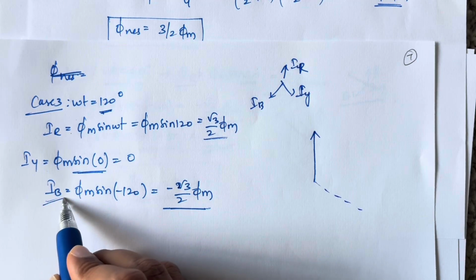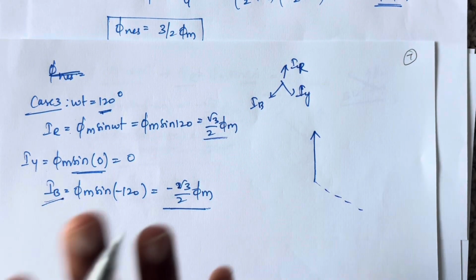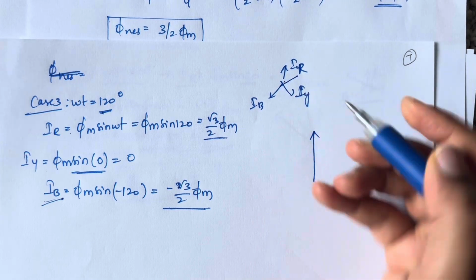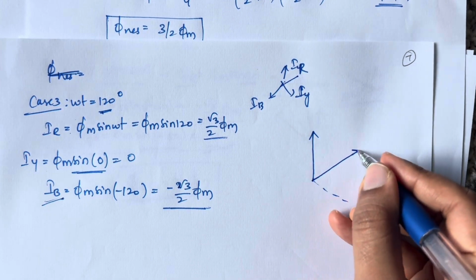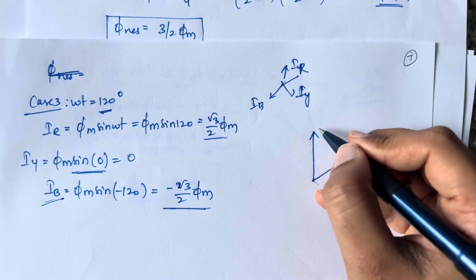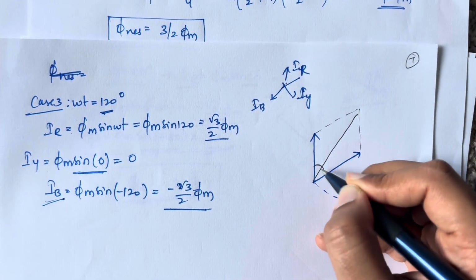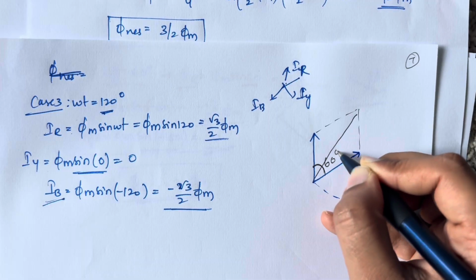Next, B. B is negative. So usually what is positive B? This way, right? So negative B means this way. So it is going to be in this way. Okay. Now again draw the resultant for this. So your resultant is going to be this, and the angle between these two is obviously 60 degrees.